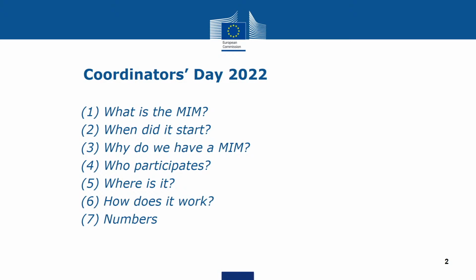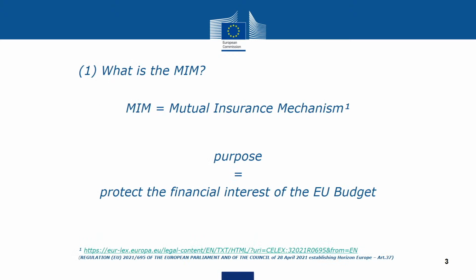Well, what is the MIM? The MIM stands for Mutual Insurance Mechanism. Those coordinators who were already there in the previous framework programs will remember that it used to be called the Participants Guarantee Fund. With Horizon Europe, it is now called the Mutual Insurance Mechanism, or in short, the mechanism or the MIM. What is its purpose? Its purpose hasn't changed compared to the previous framework programs. Its purpose is to protect the financial interest of the EU budget.